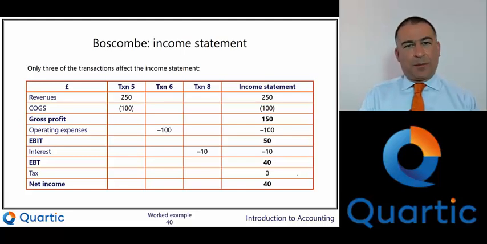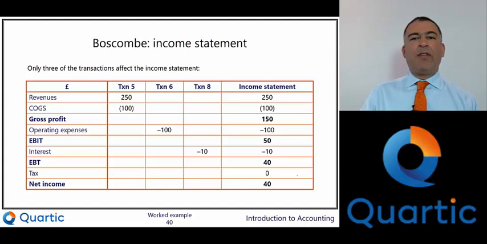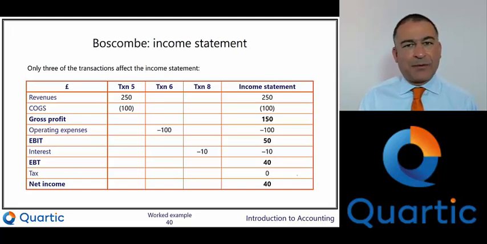Now, on the income statement, not many of the transactions affected it. If you issue shares, that doesn't affect the income statement. When you pay your supplier, that didn't affect the income statement. In fact, only 3 transactions did. First of all, we sold some of the ice cream, and you can see here revenues of 250. We sold £100 of ice cream for £250. So revenues 250, COGS of 100. So at the moment, that's giving us £150 of profit.